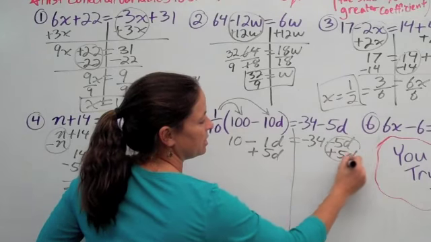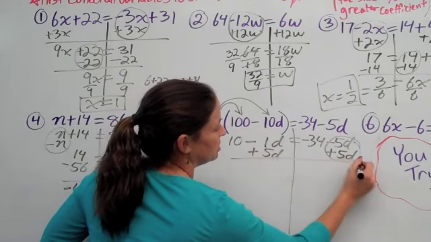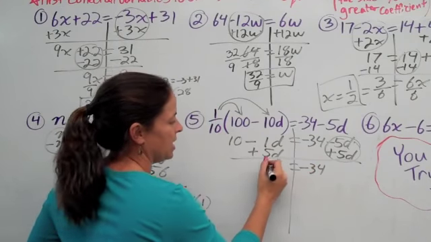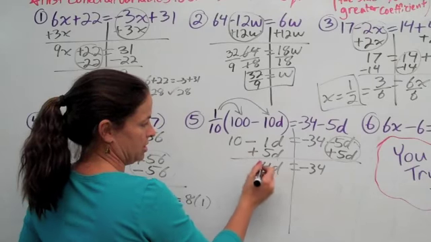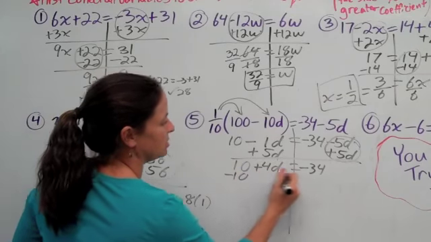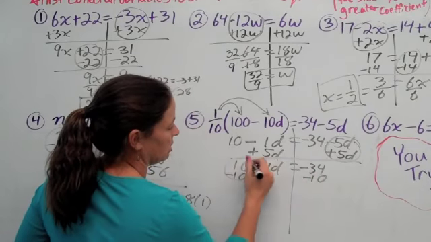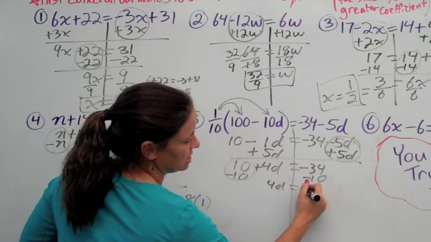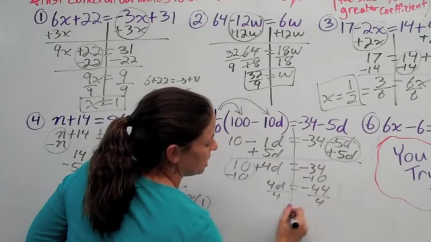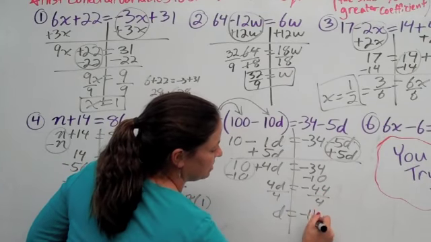When I do so, that makes 0, and I'm left with negative 34 on the right side. And on the left side, I have 4d, positive, and a 10. Let's get rid of the 10. Subtract 10, and I'm left with 4d equals negative 44. Divide by 4, and I get d equals negative 11.